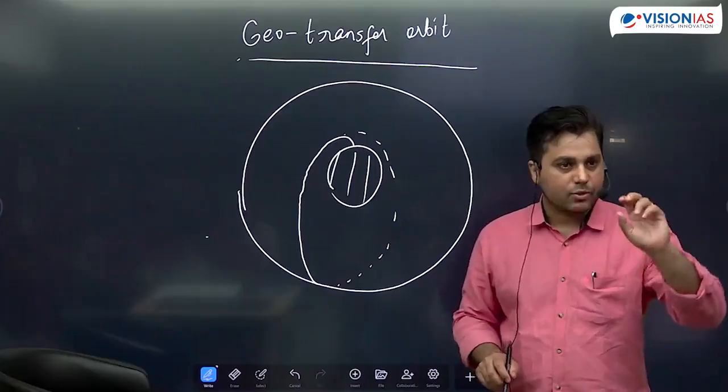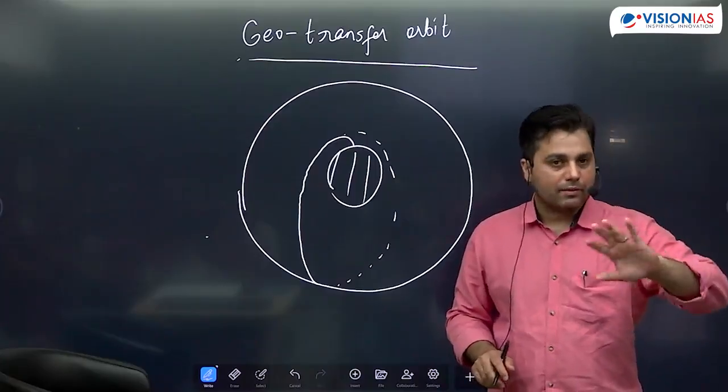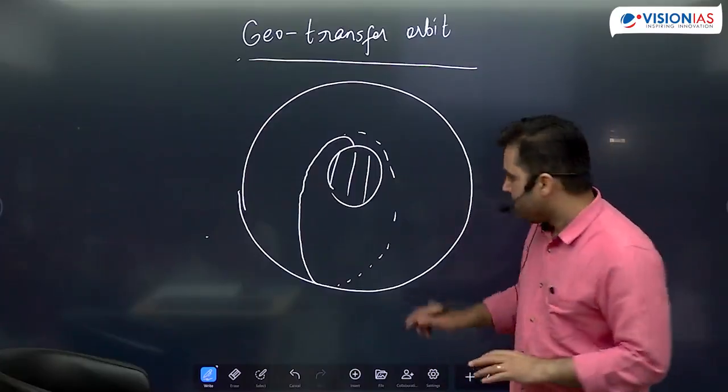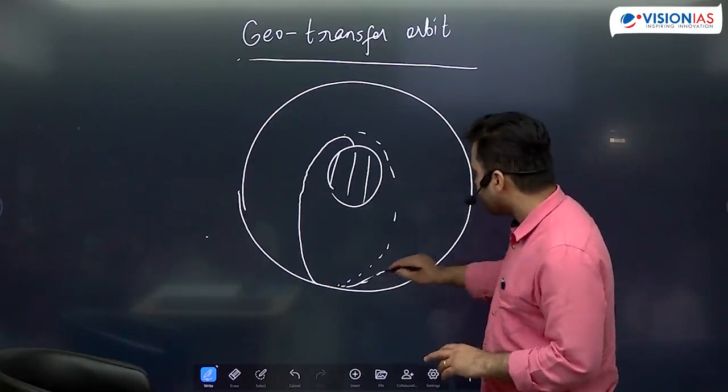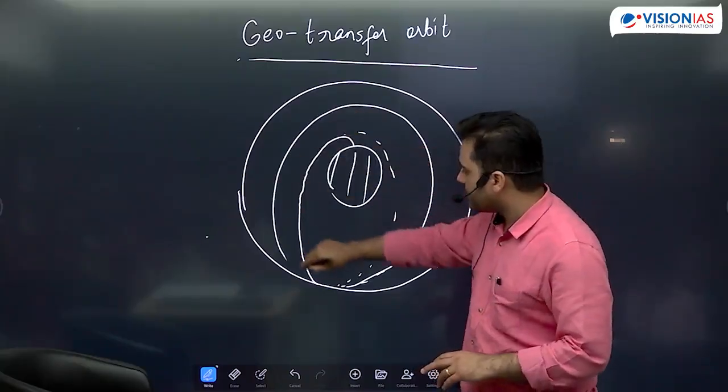I told you satellites do contain some fuel. They also have their own motor. They have their own arrangement. And we can raise this orbit. So the next orbit may look something like this now.